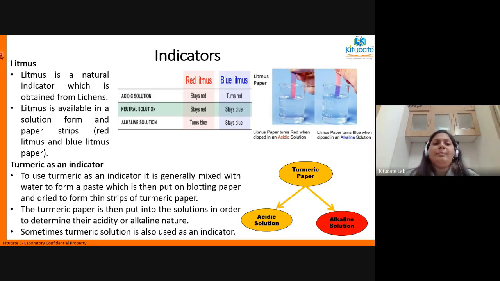Litmus paper is an indicator extracted from a flower, and it comes in two colors, one is red and one is blue. The litmus paper changes its color when it is dipped in acid and when it is dipped in base. In the same way, turmeric also is used as a natural indicator. I will not explain what happens; we will see it by performing an experiment.